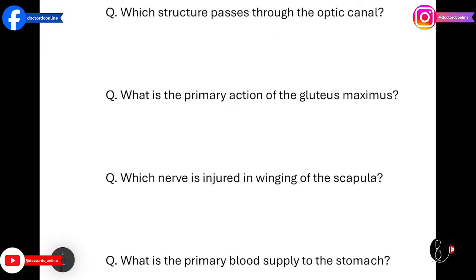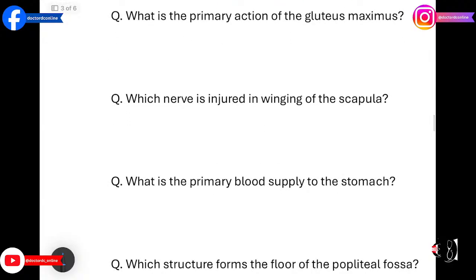The next question is, which structure passes through the optic canal? And the answer is optic nerve and ophthalmic artery. They transmit visual signals and blood to the orbit, respectively. Next question is, what is the primary action of the gluteus maximus?